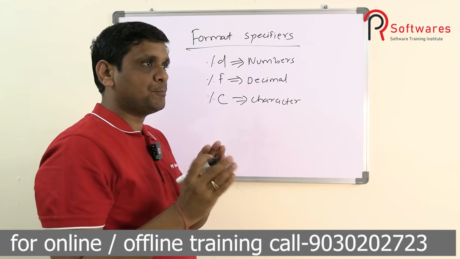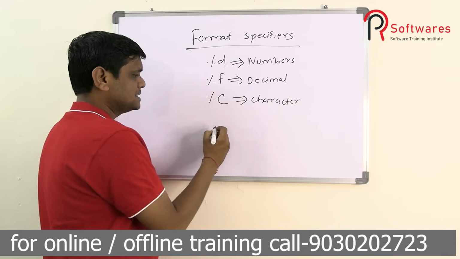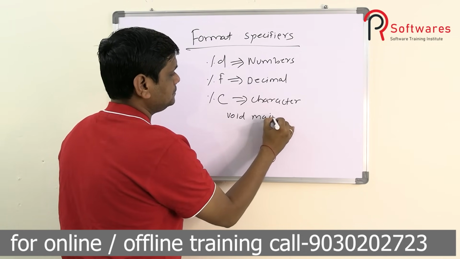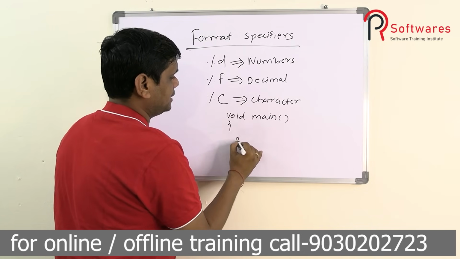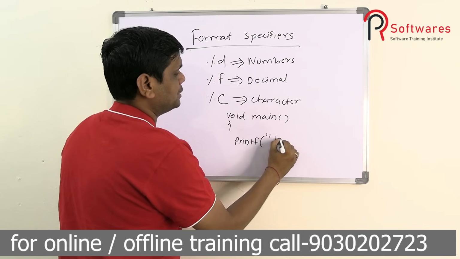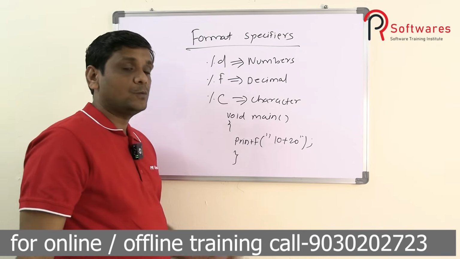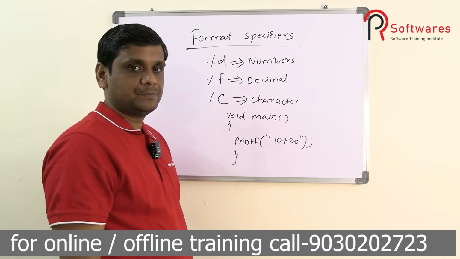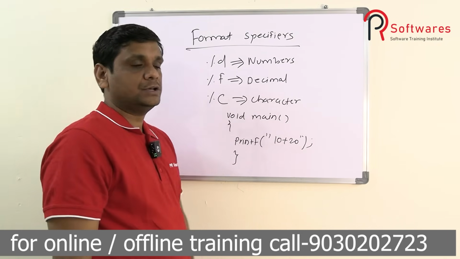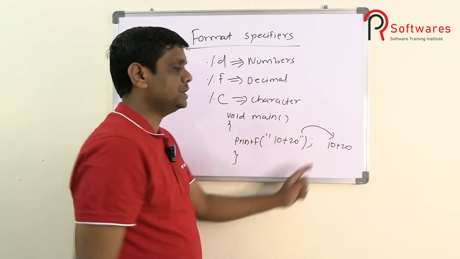Sir, generally, what is the problem we get when we print a number directly in printf? That we will understand. Suppose I am writing the program, void main, and inside that we write printf, and in double quotation I write 10 plus 20. Now you tell me, what output are you expecting on the screen? My expectation is 30. But what will you get here? You will get 10 plus 20 only. You will not get 30.